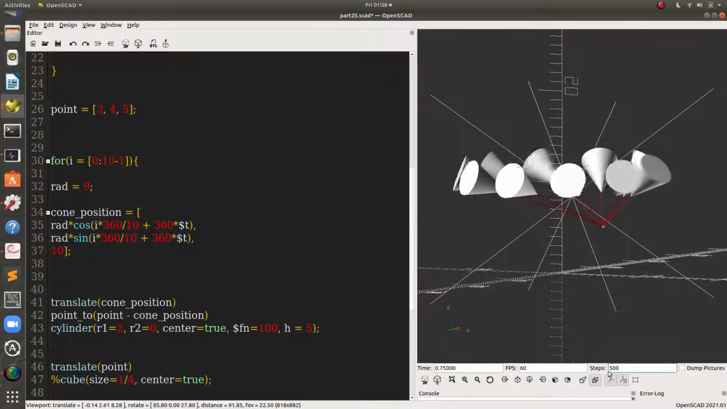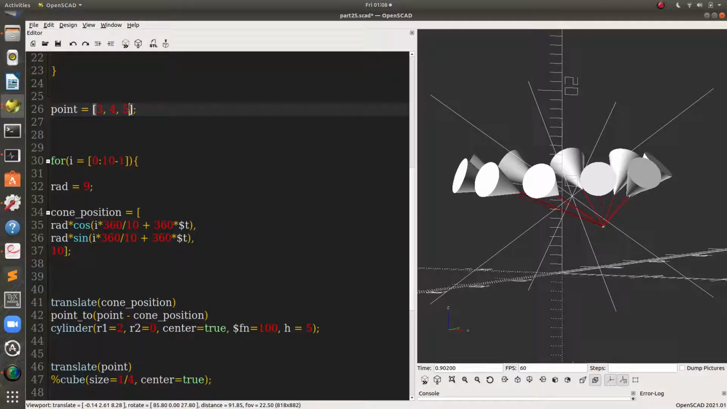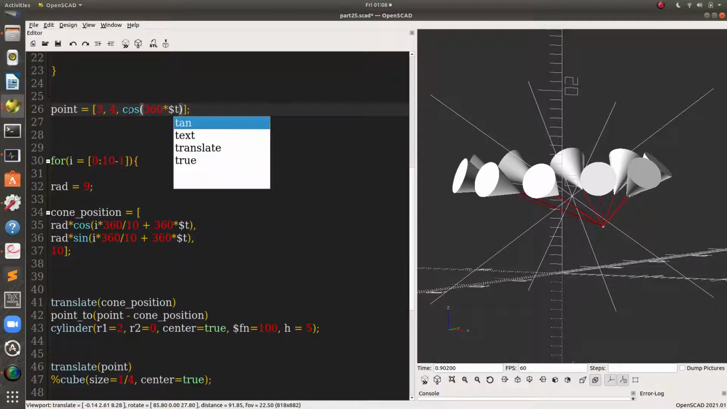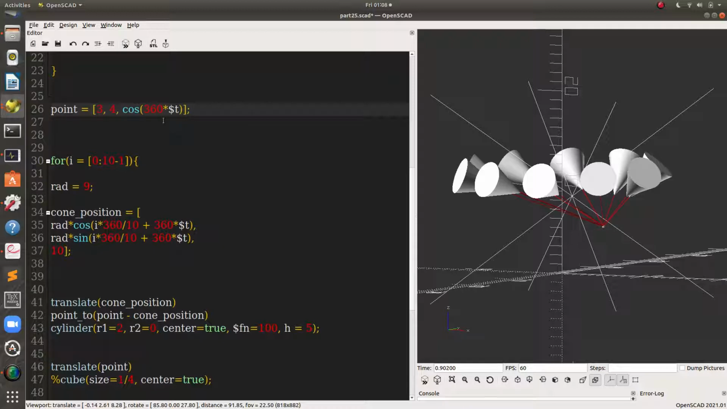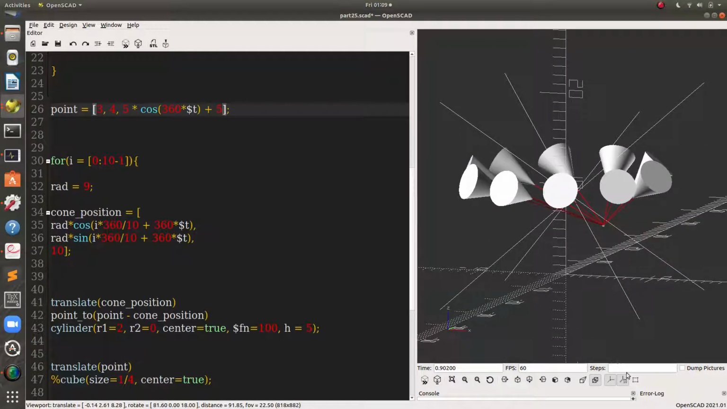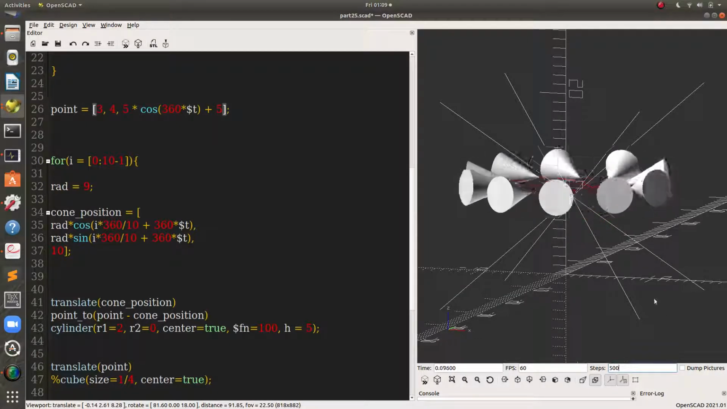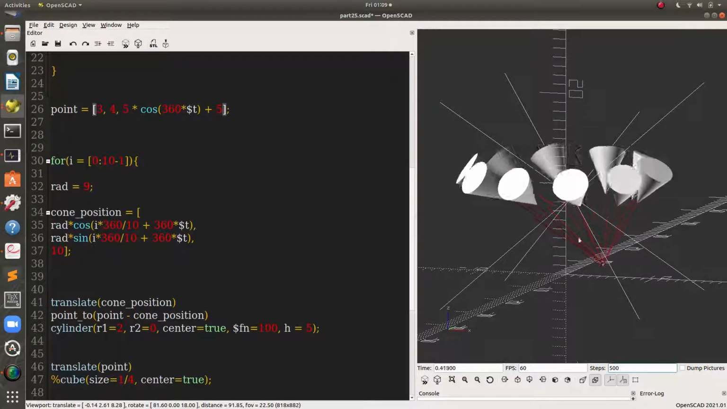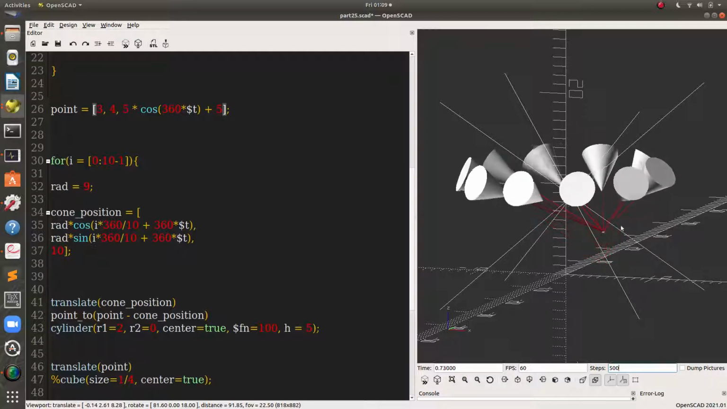And let me just say cos 360 times $sine t, plus 5, so it's sort of centered at 5, and it will go up and down. Yeah, so now they're rotating, it's moving up and down, and they all stay pointed at the point, which is pretty cool.